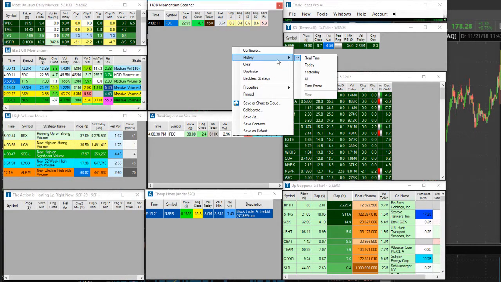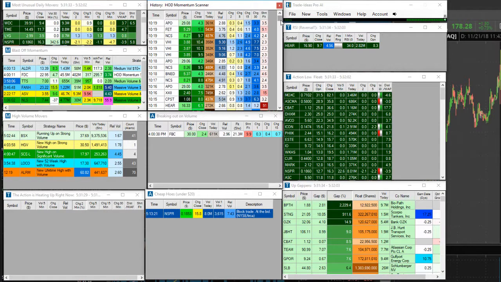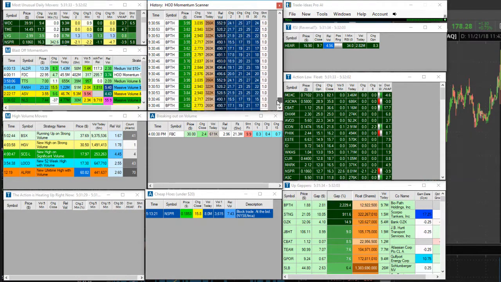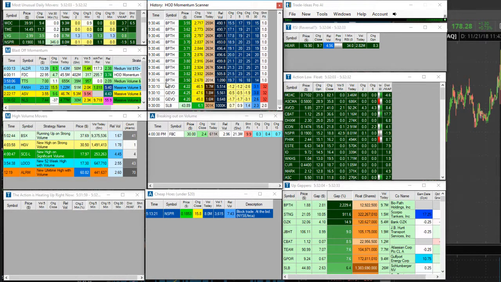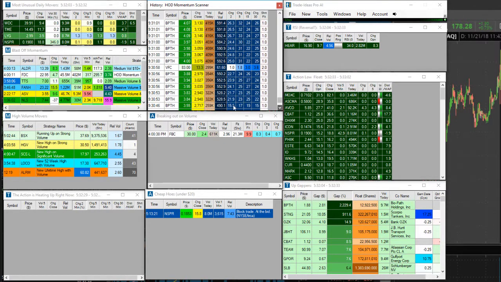We can actually go back to today and see all the past stocks hitting this. As you can see, GEVO hit it. We had this huge run of BPTH, which was actually on our watch list. It did a reverse split, which is good. That's why it had this volume and this attention. It had a catalyst. As you can see, it nailed it, and then it started fading off.